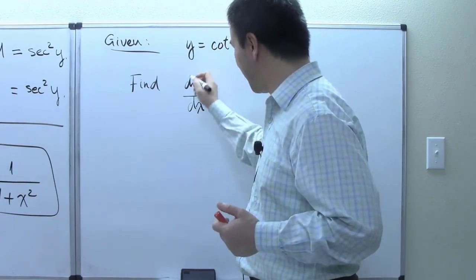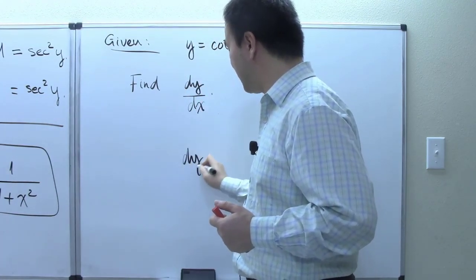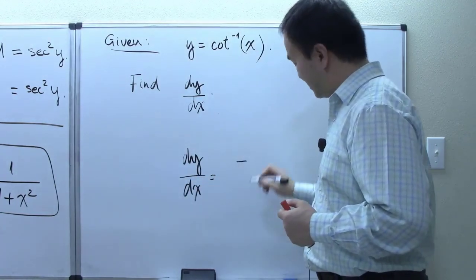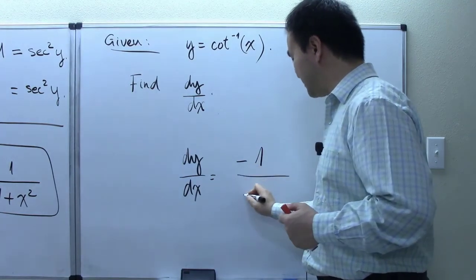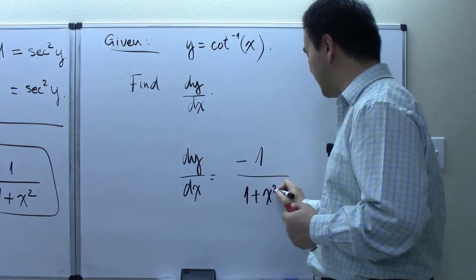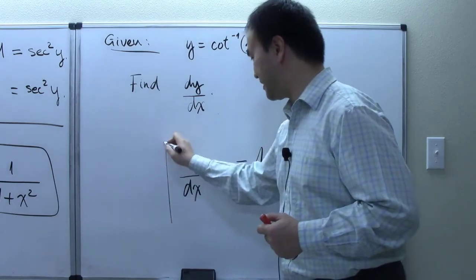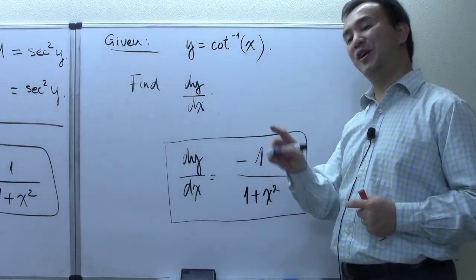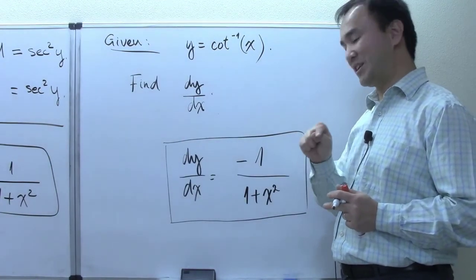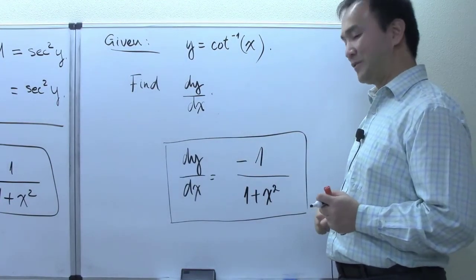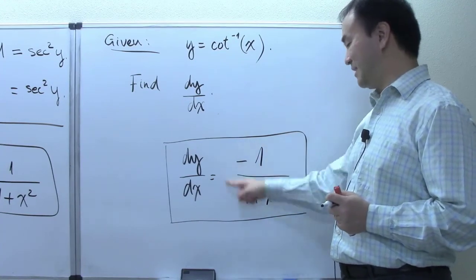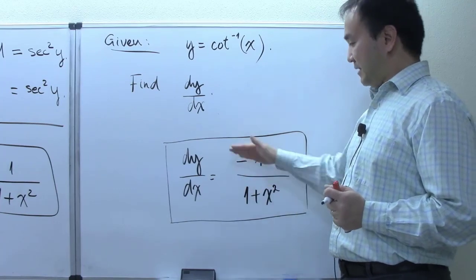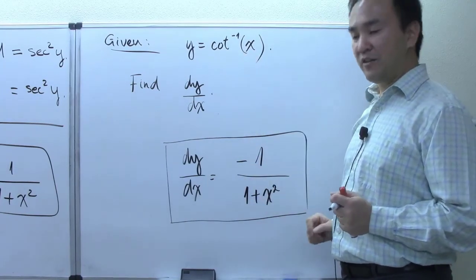The final answer for this dy dx is going to be dy dx equals minus 1 over 1 plus x squared. Okay, so just as I said, I am going to give just the final answer, and I expect you to have your own work for this, your own steps to derive this derivative. Okay, so that is the derivative of cotangent inverse.